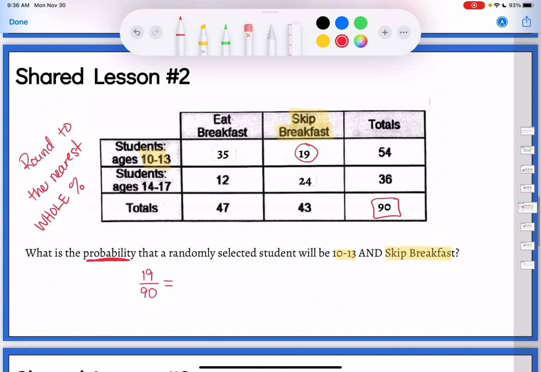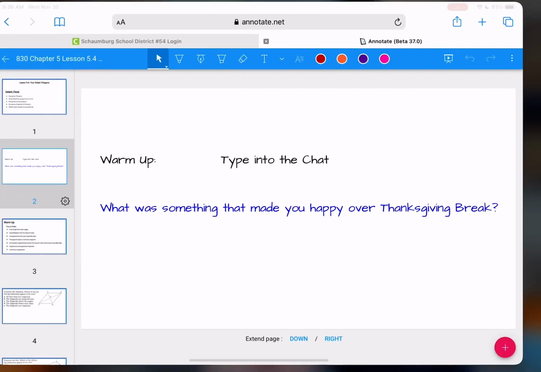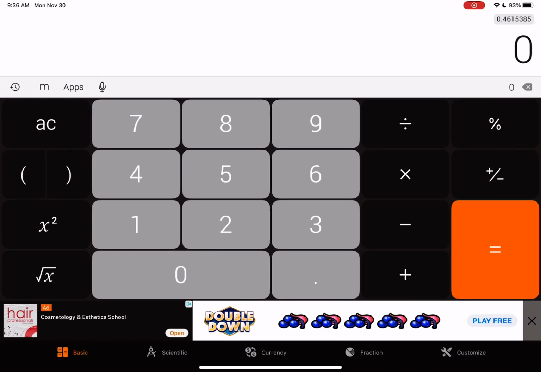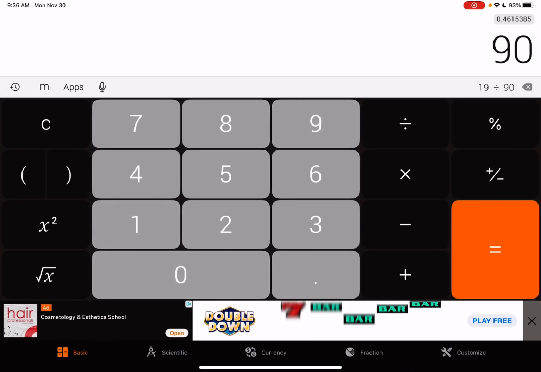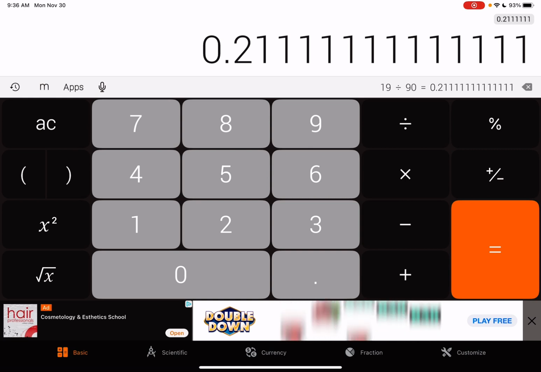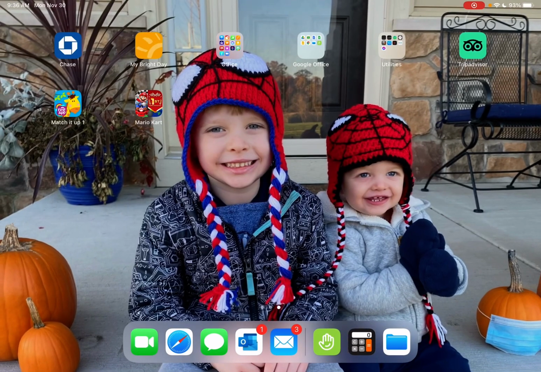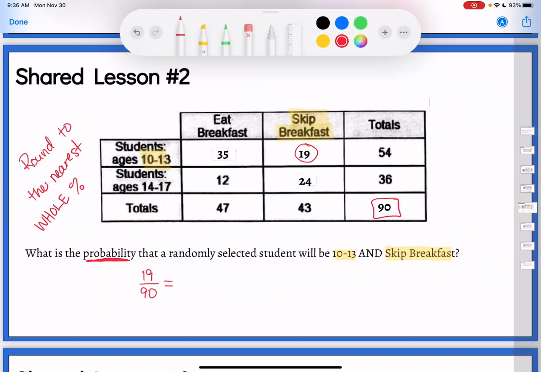Now, if I want the percent, I need to actually type into my calculator. So I'm going to switch over to my calculator here. I'm going to type in 19 divided by 90. And I get 0.21111111111. Oops, there's my voice. Sorry about that.